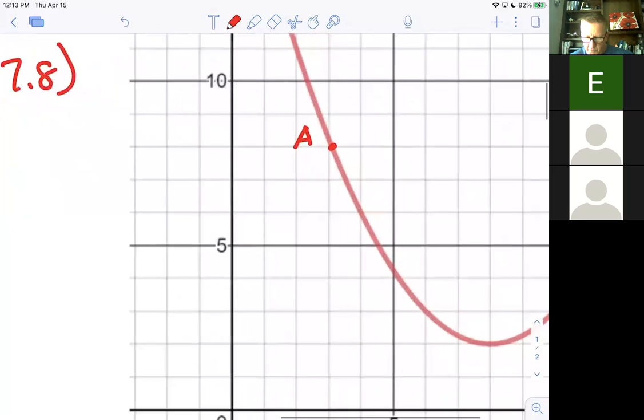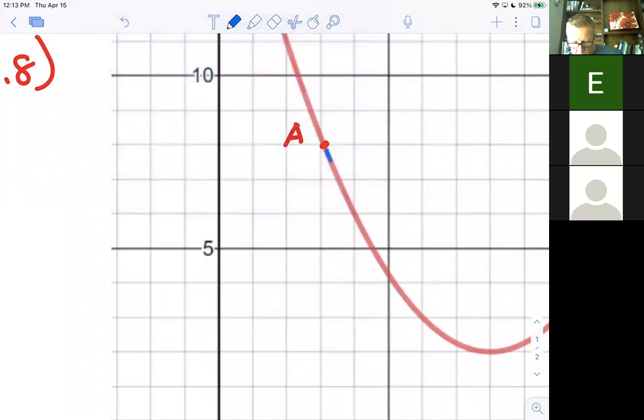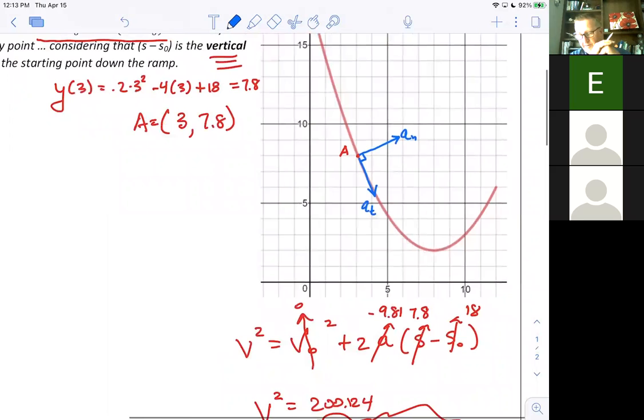The main thing is to establish yourself here and say, okay, cool. So there's my tangential acceleration. Perpendicular to that would be my normal acceleration. Those are 90 degrees. That's the axis I have to establish. Notice those are again drawn in the positive directions: positive direction of travel for tangential acceleration, toward the center of the circle for normal acceleration.